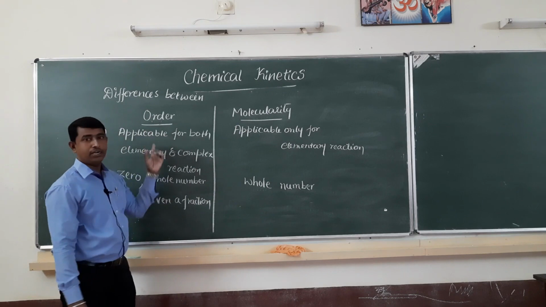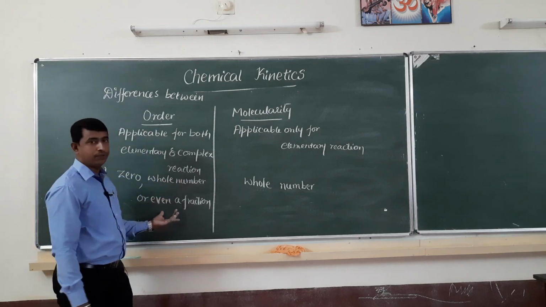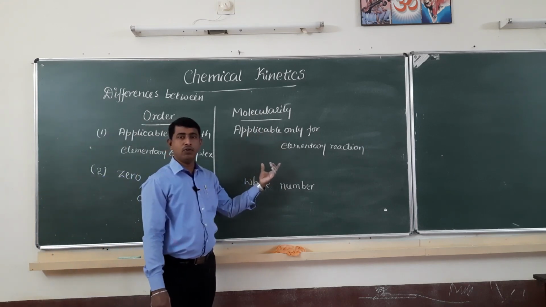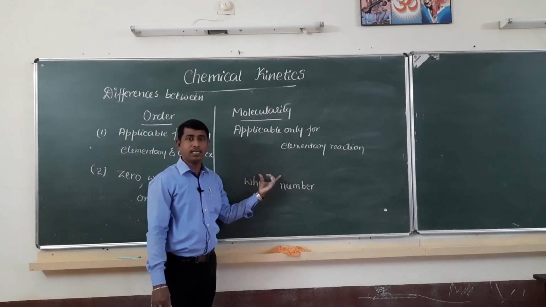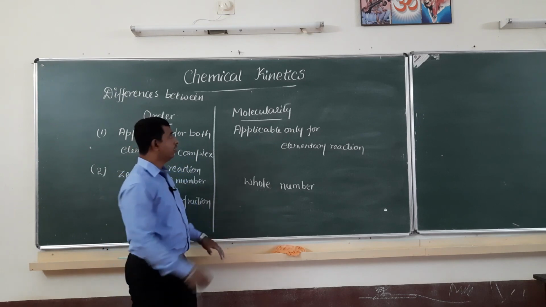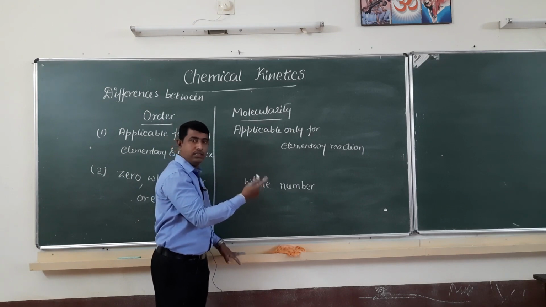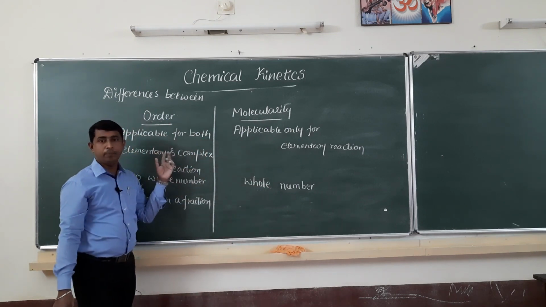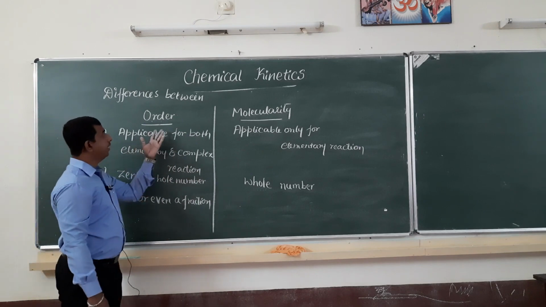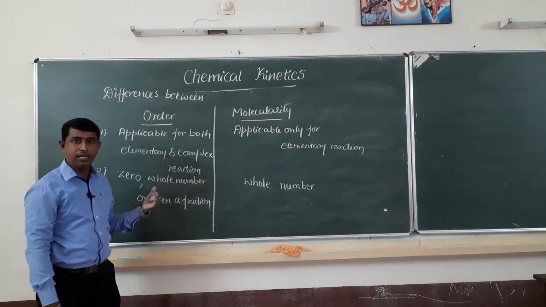Order is always obtained from the experimental data. That also we can add here. Molecularity is always obtained from the balanced chemical equation. So directly by looking at the balanced chemical equation, we can tell the molecularity of the reaction, whether it is 1 or 2 or 3. But order cannot be predicted by looking at the balanced chemical equation. We can predict the order only by considering experimental values or experimental data.